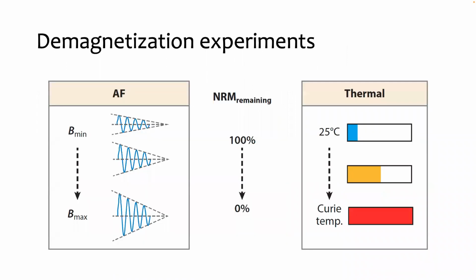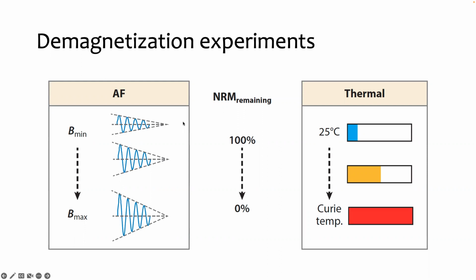All right, so we do two types of demagnetization experiments on this rock. The first type is a room temperature experiment called alternating field demagnetization, where we progressively expose our rocks to alternating magnetic fields that basically go up, down, up, down, up, down with decreasing amplitude. And we measure the remnant magnetization left in the rock after each alternating field step.